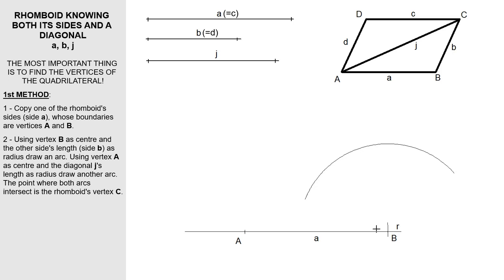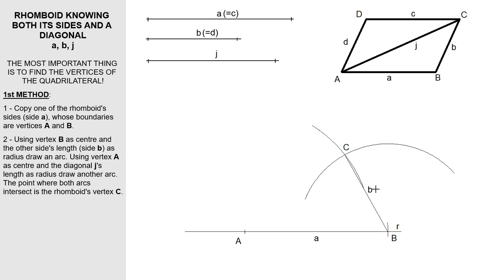Besides, vertex C is a distance equal to diagonal J's length to vertex A. So, using vertex A as center, we draw an arc whose radius is diagonal J, because all the points on this arc are this distance J to vertex A. The point where both arcs intersect is, at the same time, a distance B to vertex B and a distance J to vertex A, so it is the rhomboid's vertex C. We can name, then, the side bounded by vertices B and C, which is the rhomboid's side B.